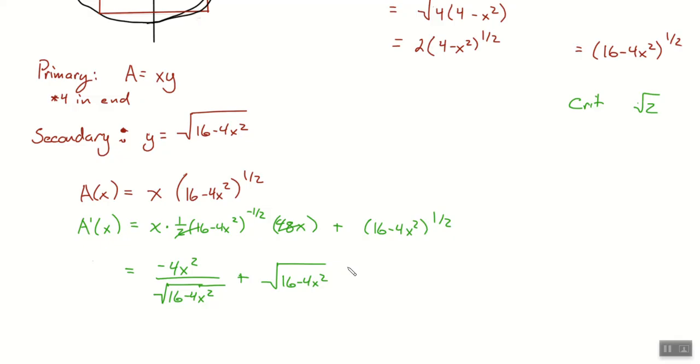Well, this is kind of awful at this point because I have a fraction adding with a not fraction. Probably want to add them, I would guess. But to add 2 fractions together, we have to have a what? Now, here's the cool part. Can you tell me what the denominator is here right now? Can you tell me what the common denominator should be? It's the square root of 16 minus 4x squared.